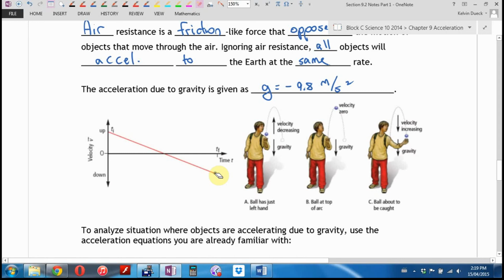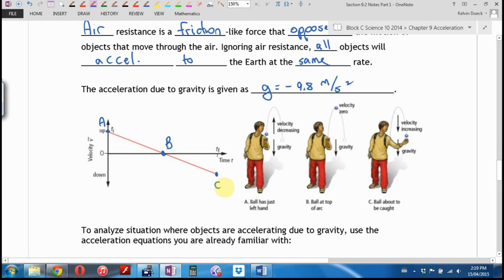Okay? So, it says, situation A, the ball has just left the hand. Right there. Where is the ball at the top? Right there. Where is the ball at the bottom?